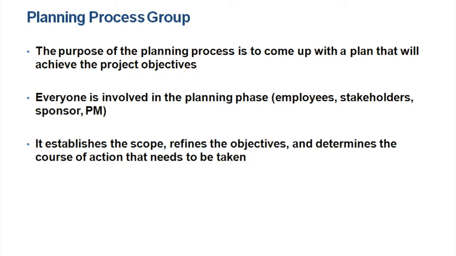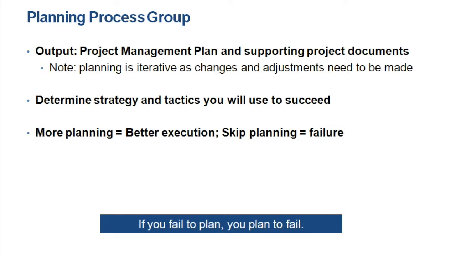Anyway, planning process group. This is when you come up with a plan that will achieve the project objectives. Everyone should be involved in the planning phase: employees, all the stakeholders, the sponsor, and the PM. It helps you establish the scope, refine the objectives, and determine the course of action to take. This is where you make your project management plan, the main output of the planning phase. This plan is an overarching plan of all the subsidiary plans. Under the project management plan, you have the scope management plan, the time management plan, the HR management plan, the communications management plan, and so on. It helps you determine the strategy and tactics you plan to use.